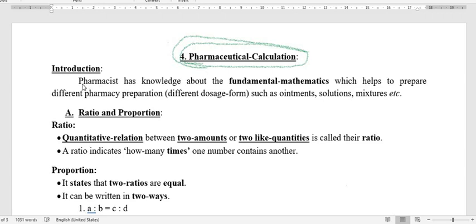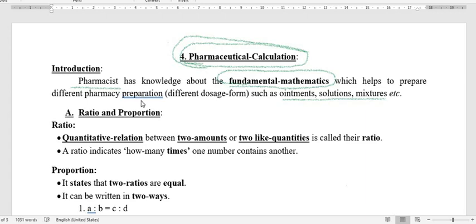And a pharmacist, or also a veterinary doctor, has to know about the fundamental mathematics. The fundamental mathematics helps in the calculation process while making the different pharmacy preparations like ointment, solution, mixture, syrup, elixir. So that is why this is very important.